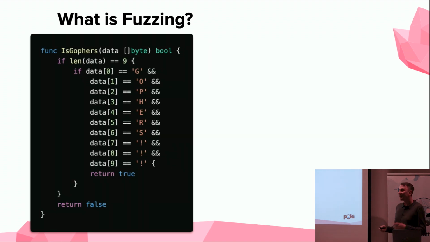So let's look at a more realistic example. I wrote a simple function which gets a byte slice as input, and it wants the input to be "Gophers!" with an exclamation mark. And there's a bug in this function. Does anyone see it immediately? Yeah, exactly. It checks if the length is 9, but it actually checks the 9th item, so this should be 10. So hey, there's a bug in my function.